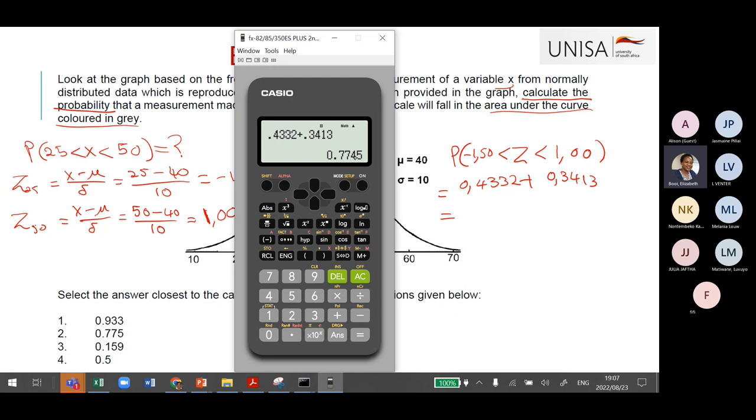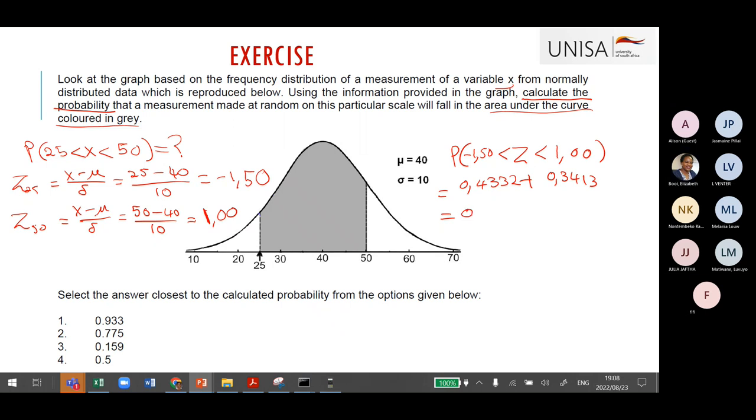The answer is 0.775 if I round this correctly, because if the number to the right of where I want to leave my digit is bigger than or equal to 5, then I must add 1, since I just need 3 decimals. As we can see, there are three decimal answers and one decimal answer. So the answer is 0.77445, and if we round up, we get 0.775, which is option 2.